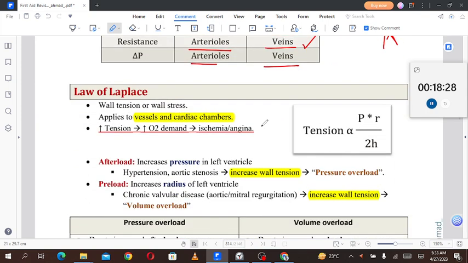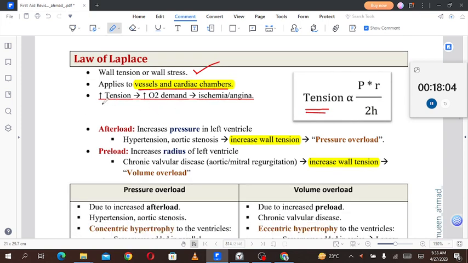Now let's talk about the Laplace law. Tension is directly proportional to pressure multiplied by radius over 2 into H. What is H? We'll discuss that. The wall tension or wall stress is measured by the Laplace law. It applies to vessels and the cardiac chambers. An increase in tension will increase the oxygen demand, and ischemia and angina can occur. Afterload increases the pressure in the left ventricle. Hypertension and aortic stenosis will increase the wall tension and there will be pressure overload.